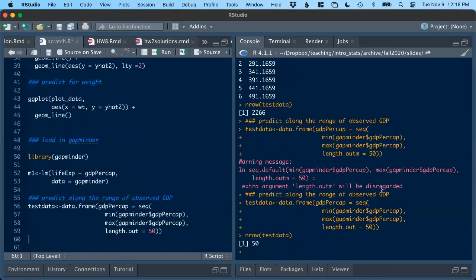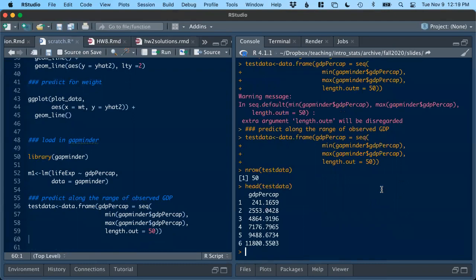Instead of 2,266, I have 50 rows. And now our step size is going to be quite large. It's going to go up by like 2250 each step, right? So it depends on the shape of the object we want and the kind of question we're asking. I think by equals 50 is good here.